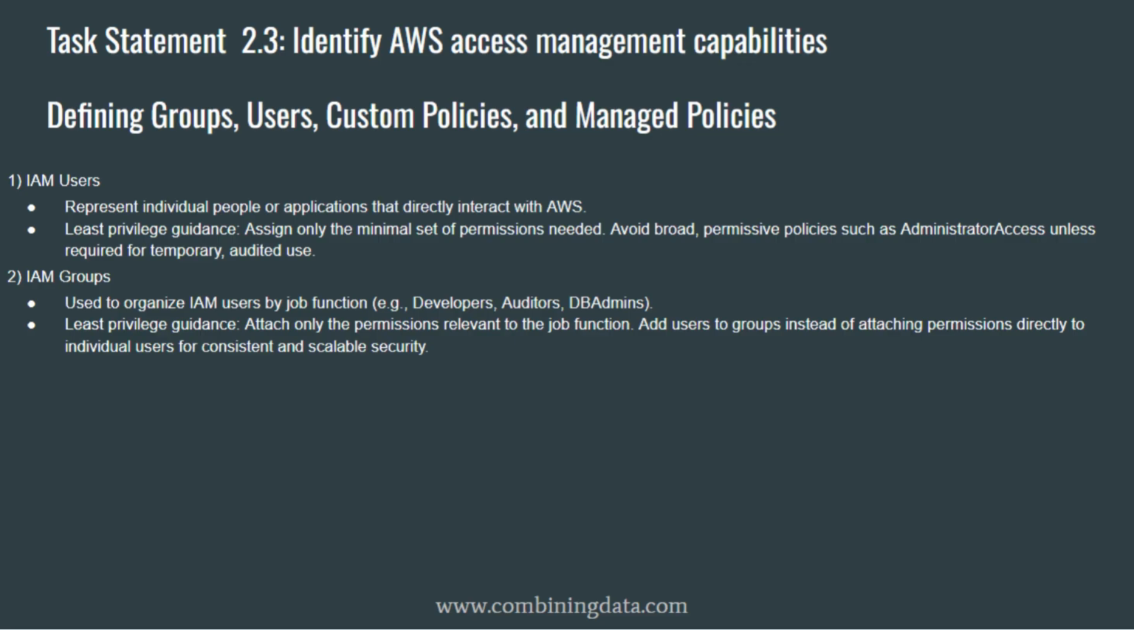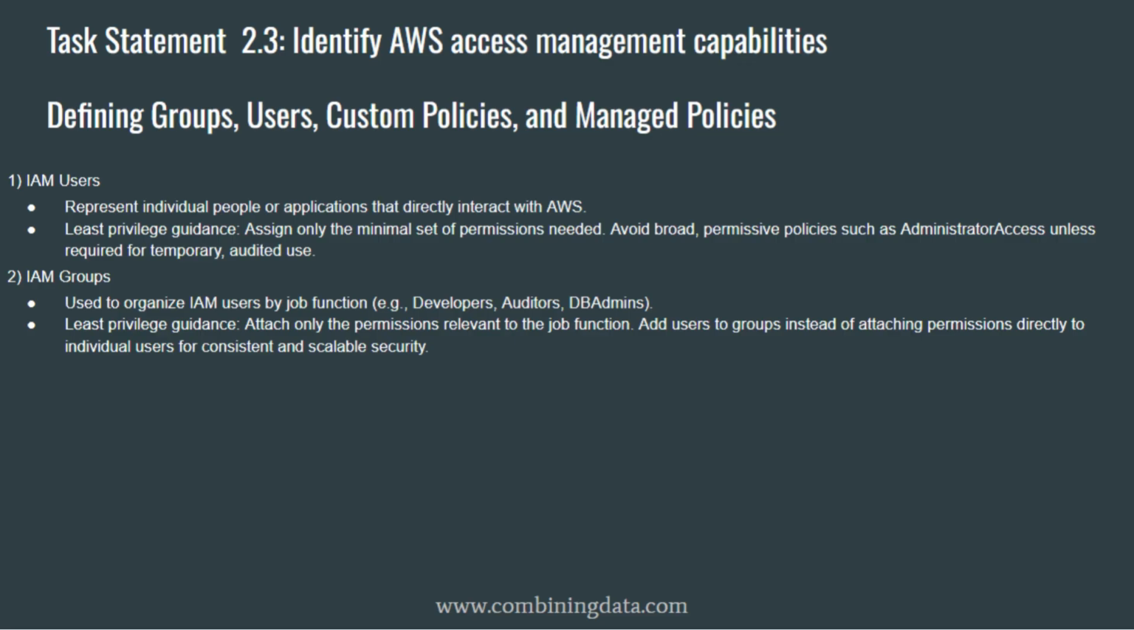Let's walk through this slide together. First, IAM users. IAM users represent individual people or applications that need to interact directly with AWS. Each user has their own identity and credentials, which makes activity traceable and auditable.